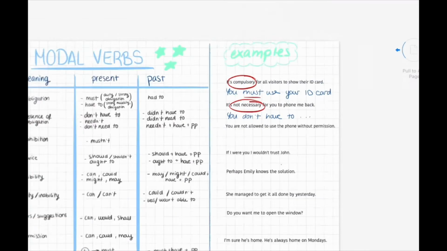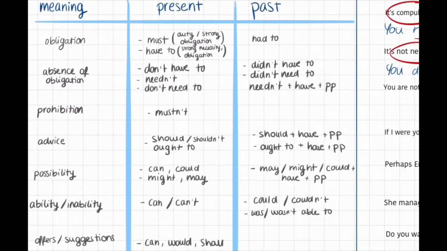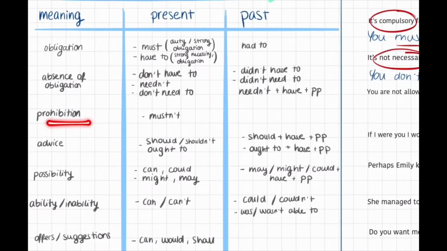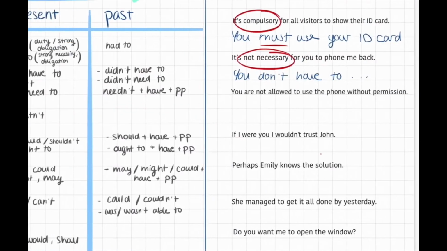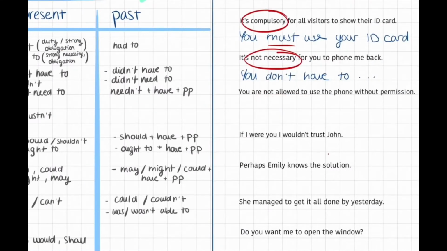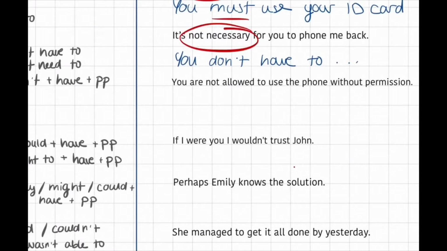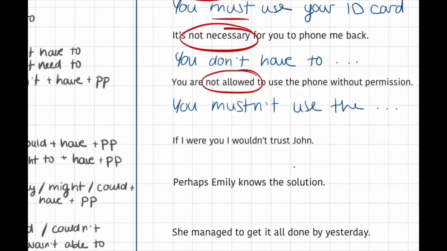Okay? So, the next one is prohibition. So, something you mustn't do. How do we use this in a sentence? You are not allowed to use the phone without permission. So, by saying you are not allowed, you are saying that this is a prohibition. So, you mustn't use the phone without permission.